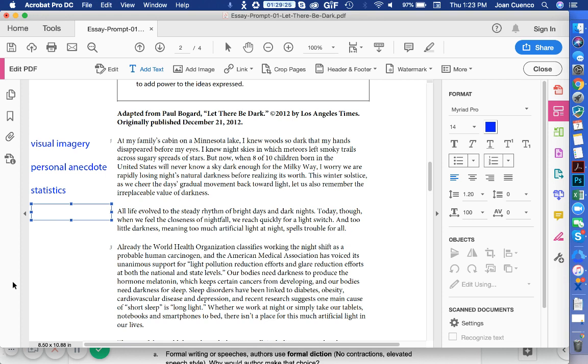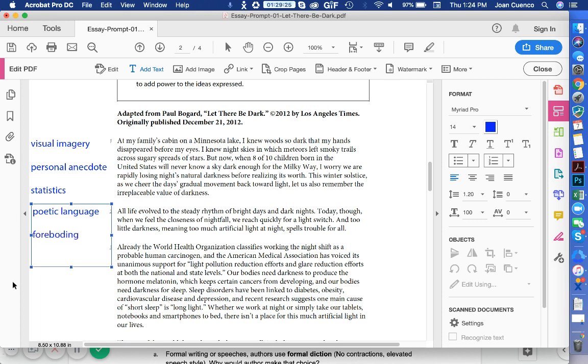All life evolved to the steady rhythm of bright days and dark nights. Okay, just observe that he's using poetic language. Today, though, when we feel the closeness of nightfall, we reach quickly for a light switch and too little darkness, meaning too much artificial light spells trouble. Oh, okay, this is like foreboding.